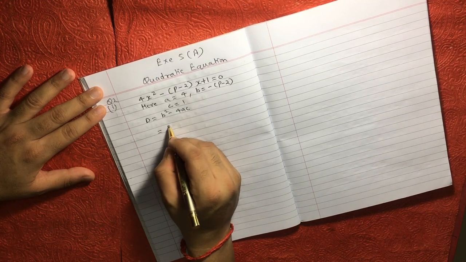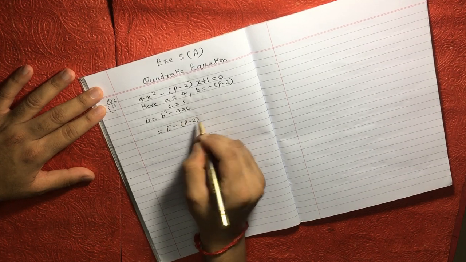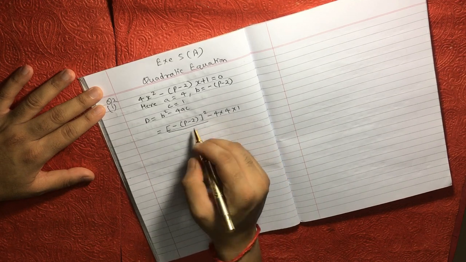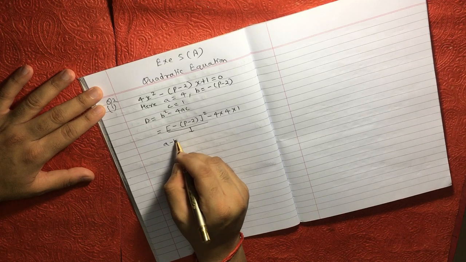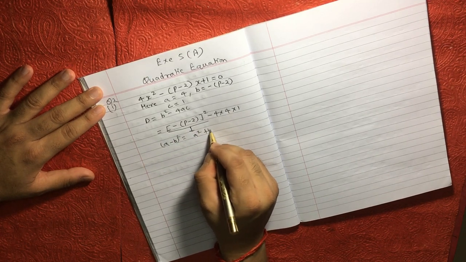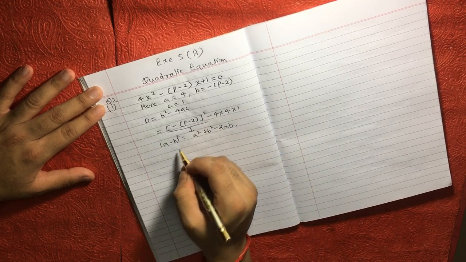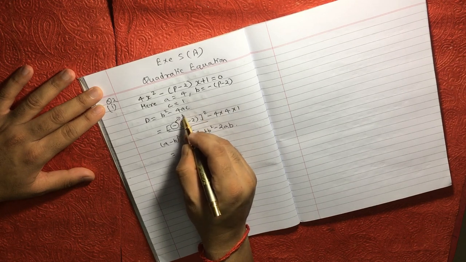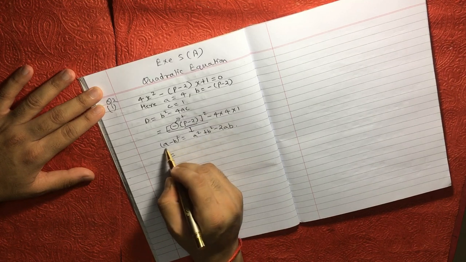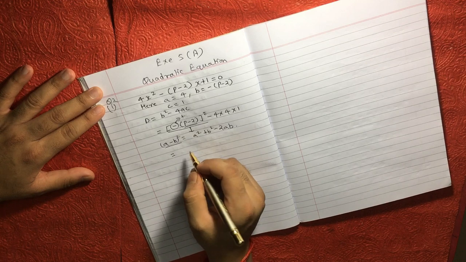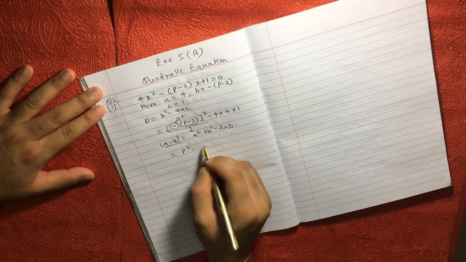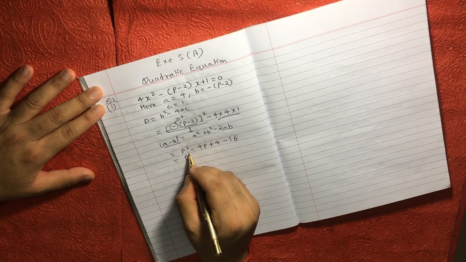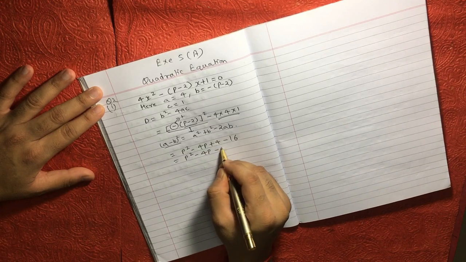So here we have (minus (p minus 2)) whole square minus 4 into 4 into 1. Friends, here you need to understand one formula, which is (a minus b) whole square is equal to a square plus b square minus 2ab. So on that basis, if we solve, this will become what? See, one thing more, this minus squared will become plus. So you just need to solve this based on this formula. This is going to be very simple then, right? If you solve, this will become p square minus 4p plus 4, and this will become minus 16. So this will become p square minus 4p minus 12.